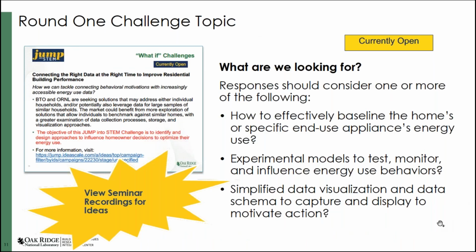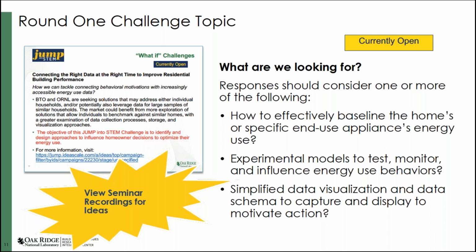So just briefly, just to give you a snapshot of what the round one challenge topic is, it is using the right data at the right time to improve residential building performance. I'm not going to read this card, but we're looking for folks to think about how we can effectively baseline the home's energy use, or perhaps the specific end uses in the building, so that we can better understand what's going on.